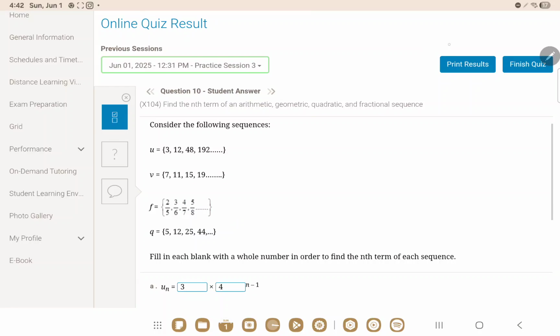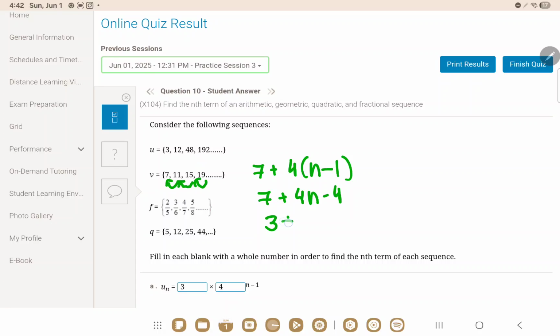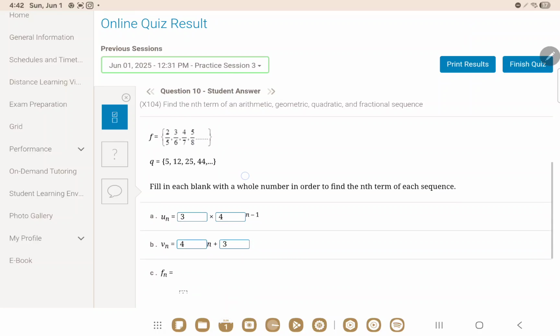For the second one, try. If you divide it, it won't do anything. But 11 minus 7 is 4. 15 minus 11 is 4. 19 minus 15 is 4. Now this one is 7 plus common difference 4 times n minus 1. So you can expand: plus 4n minus 4, which is the same as 3 plus 4n. That's your sequence for the second term, for v.